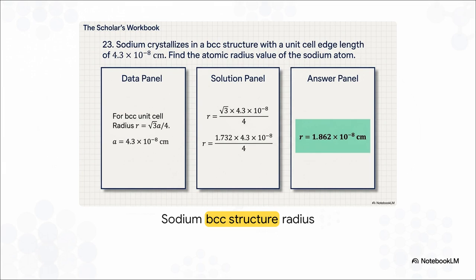Solution panel: R equals root 3 times 4.3 times 10 to the power of -8, all over 4. R equals 1.732 times 4.3 times 10 to the power of -8, all over 4. Answer panel: R equals 1.862 times 10 to the power of -8 centimeters. By substituting 1.732 for root 3 and carefully stepping through the arithmetic with the scientific notation, the answer falls right into place without much hassle.